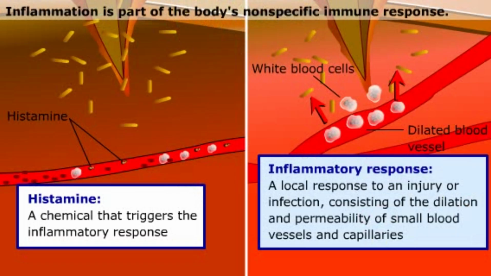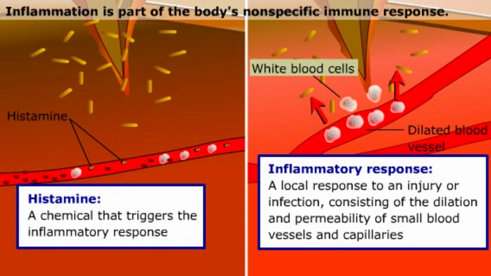When you get a splinter, you might notice that the area around the splinter becomes swollen and red. It may even become warm to the touch. These changes are all part of the inflammatory response, or inflammation. Inflammation is a local response to an injury or infection. At the site of an injury, certain white blood cells release a chemical called histamine. The presence of histamine causes small blood vessels in the area to dilate, increasing the flow of blood to the region. The area gets red and swollen, a signal that the inflammatory response has been triggered.